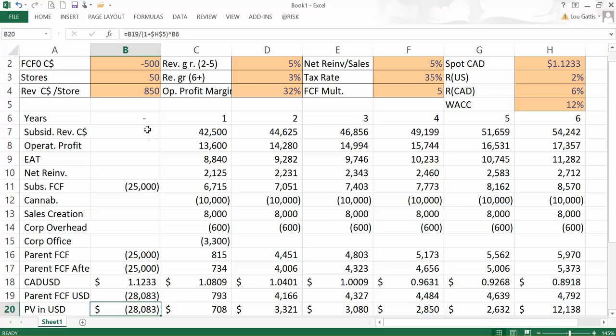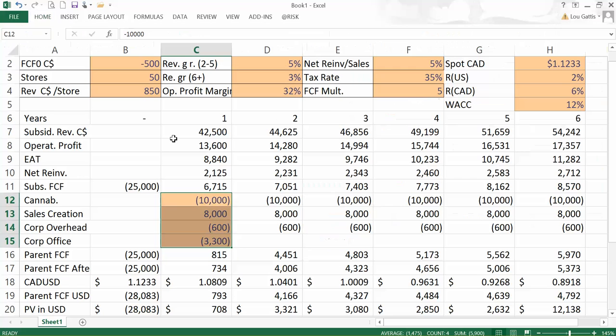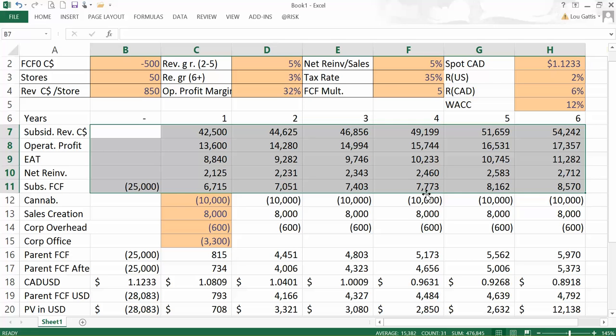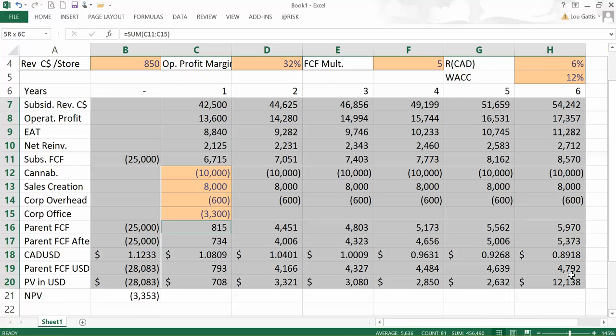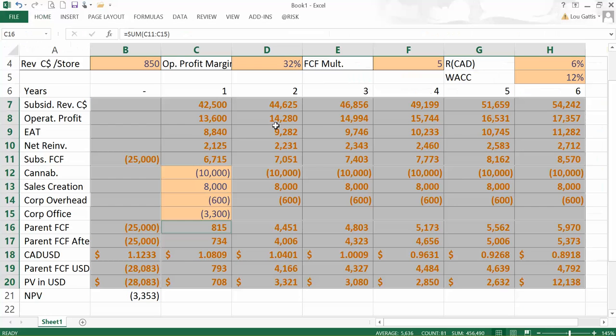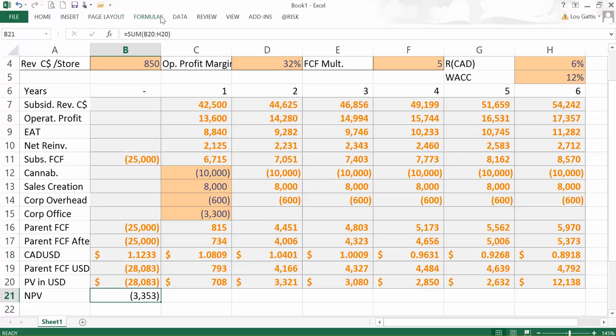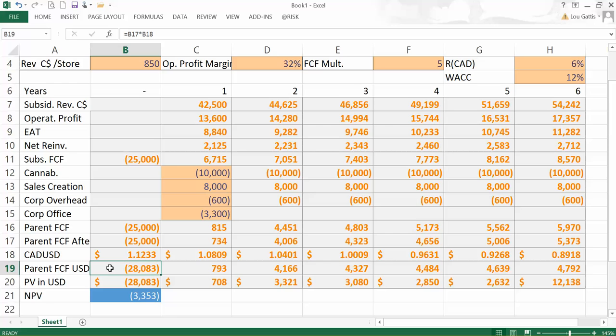Let me do a couple formatting changes here. I want to highlight where I inputted a value. Home, format, cell styles, input, and then all the rest were calculations. And then I'm going to highlight this number here because that's the one we're looking for. Cell style, accent. So there's our NPV.